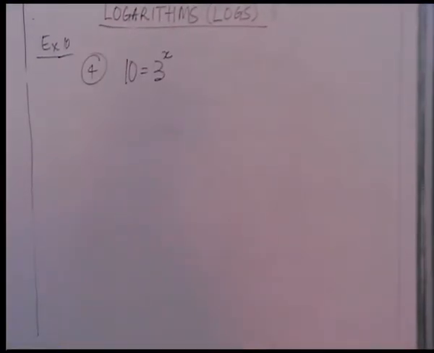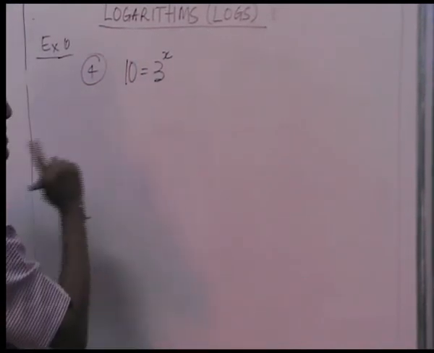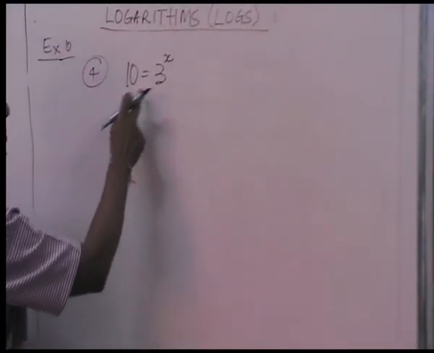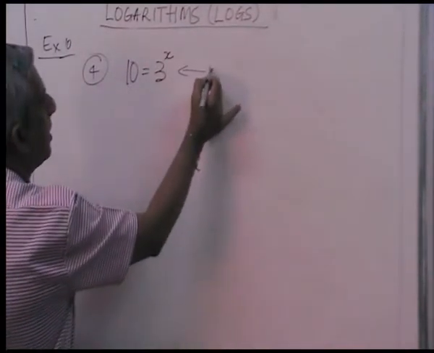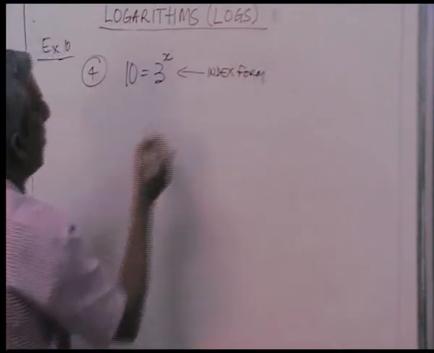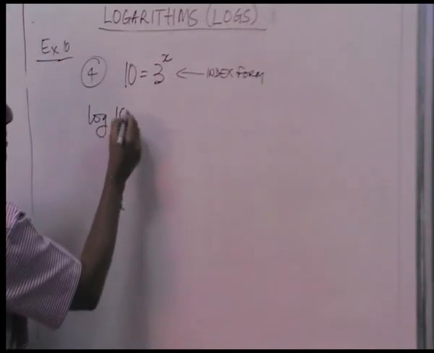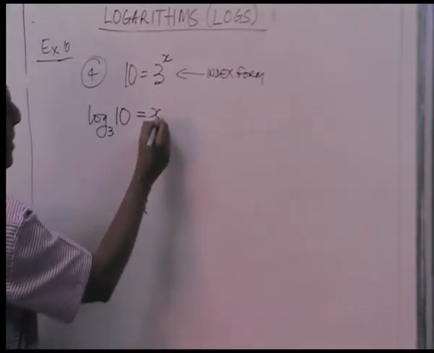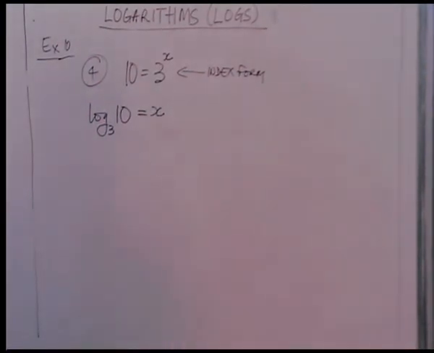Alright, here we have number 4: 10 is equal to 3 to the x. My only choice is to rewrite this in log form. This is already in index form, so better I write it in log form. So if I write this in log form, I'll end up with log of 10 to the base 3 is equal to x. So that's the first thing I do, convert it to log form.